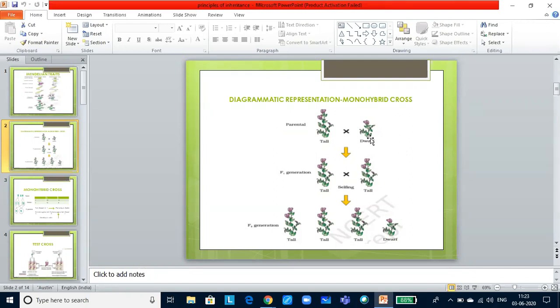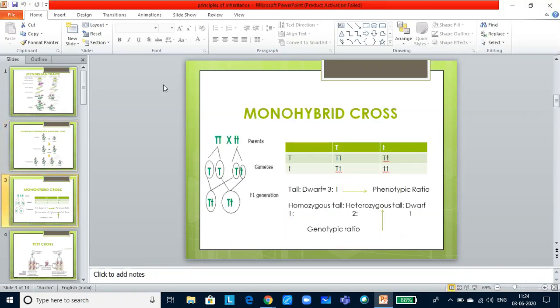In the F1 generation, he brought about self-pollination, and after self-pollination, he saw that in the F2 generation, there were 3 tall plants and 1 dwarf plant. That means the dwarf plant, which was hidden in the F1 generation, had come back in the F2 generation. And today we are able to interpret the results in this way. So this is a diagrammatic representation.